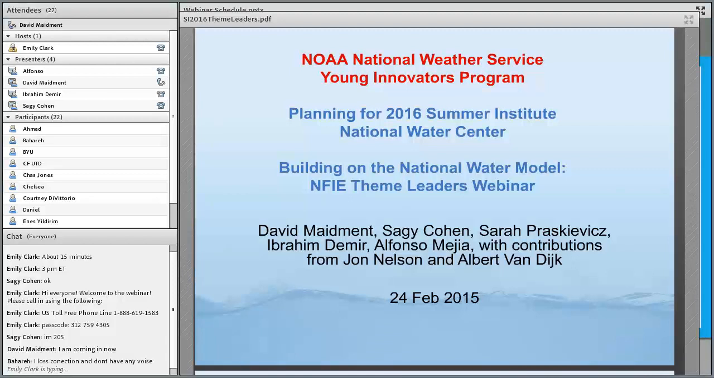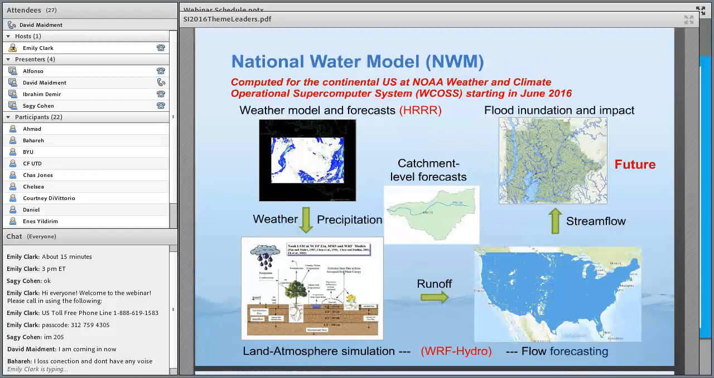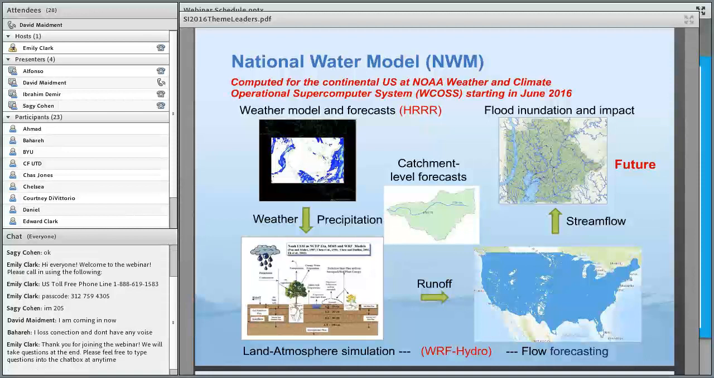So let me just briefly introduce again what is happening. There will be a National Water Model coming operational in June of 2016. It'll be running for the continental United States at the NOAA Weather and Climate Operational Supercomputer System, which is called WCOSS. And that will take High-Resolution Rapid Refresh forecasts and other weather forecasting, convert those into weather and precipitation data, which support land atmosphere simulation. That land atmosphere simulation will be translated into river flow forecasting in the WRF-Hydro system, which comes from NCAR. And then that will produce streamflow forecasts.